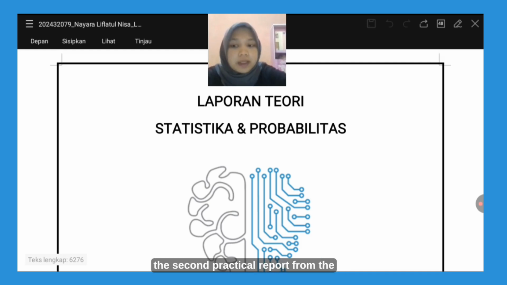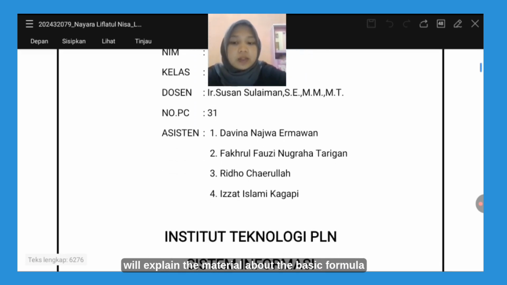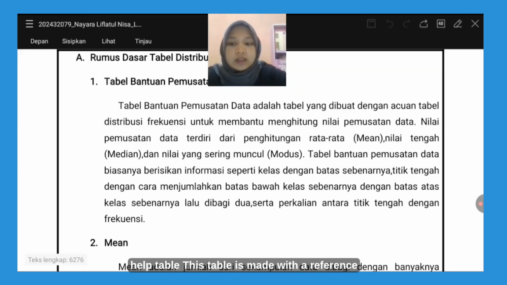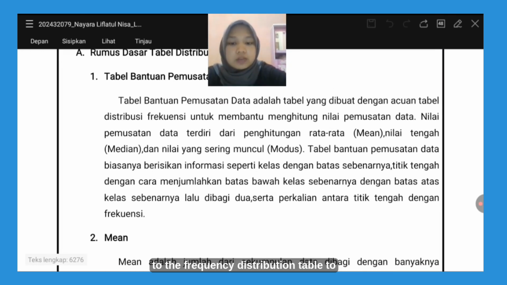So here I will explain the second practicum report from the Statistics and Probability course. First, I will explain the material about the basic formula of the frequency distribution table. The first part is a data centering help table. This table is made with reference to the frequency distribution table to help calculate the value of data centering. In this table, there is a mean, median, and modulus. And this table also contains some information such as class with actual boundaries, midpoint, and multiplication of midpoint with frequencies.